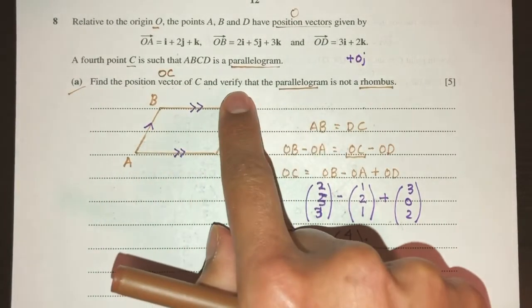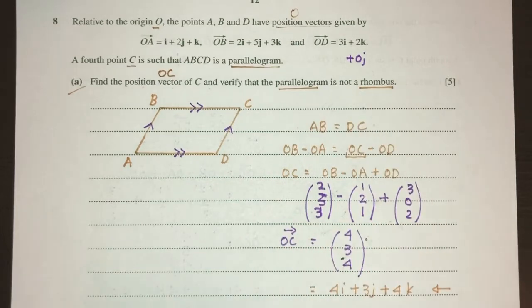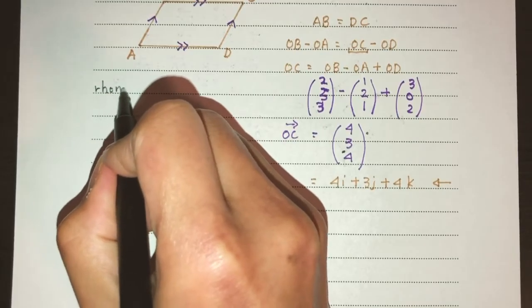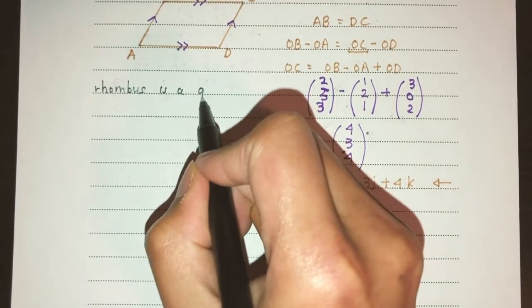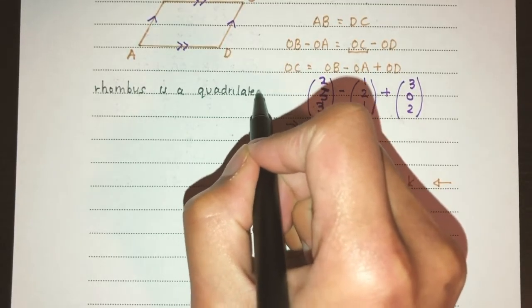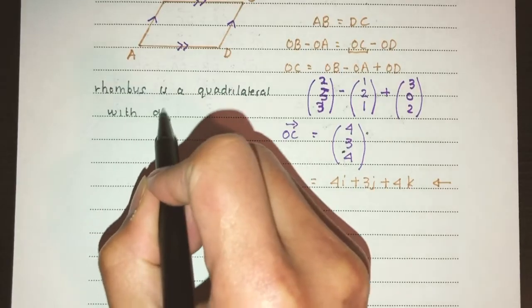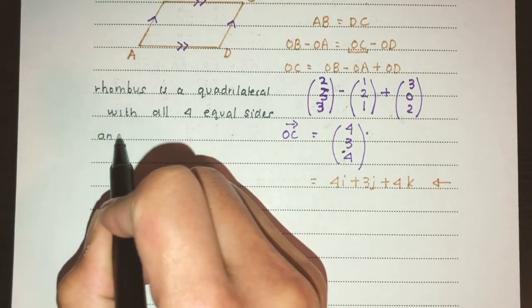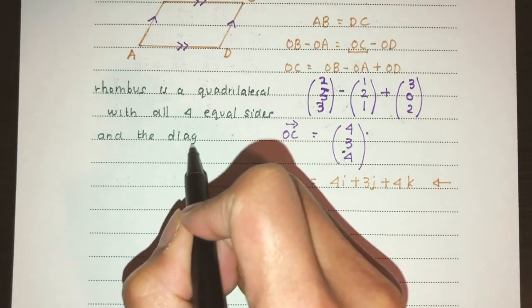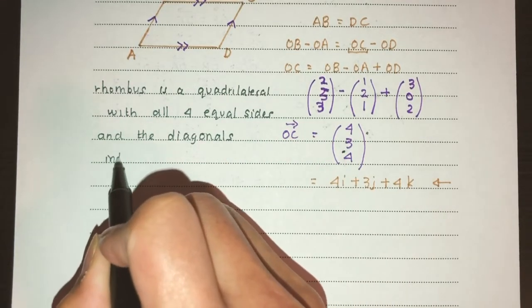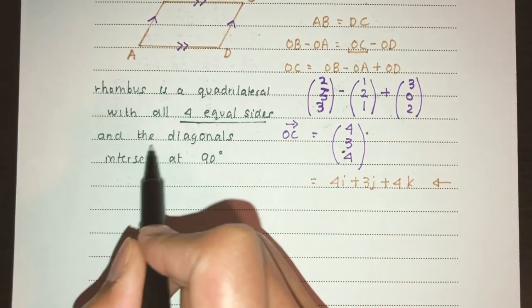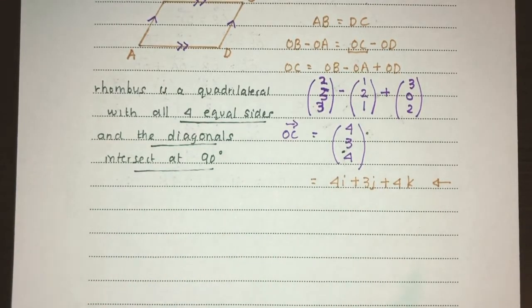We have to verify that the parallelogram is not a rhombus. So first thing, you have to know what is a rhombus. Let's write down the properties of a rhombus. So a rhombus is a quadrilateral with all 4 equal sides, okay, and the diagonals intersect at 90 degrees. So we can use this or this property to show that it is not a rhombus.